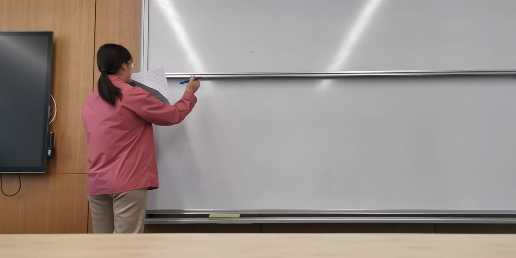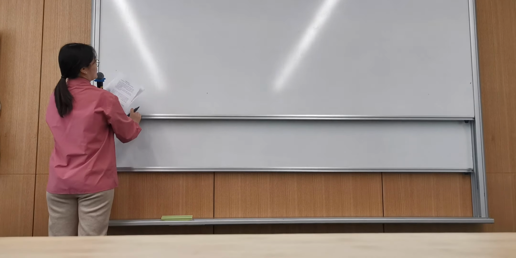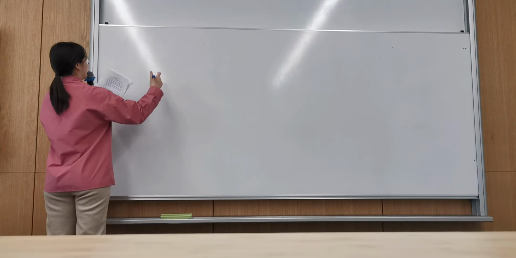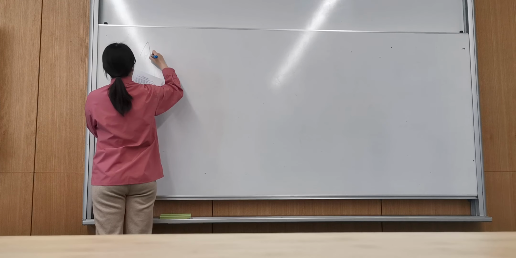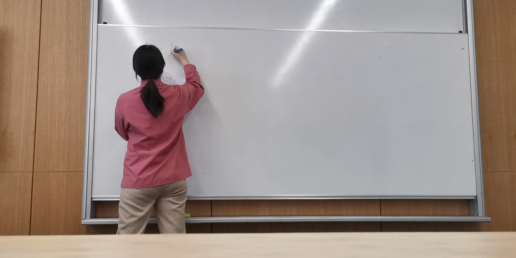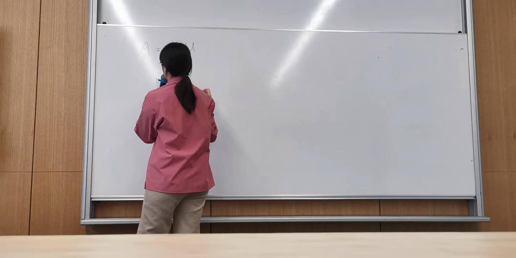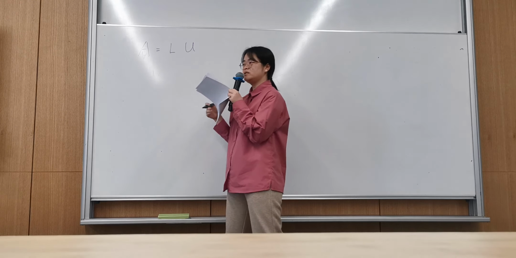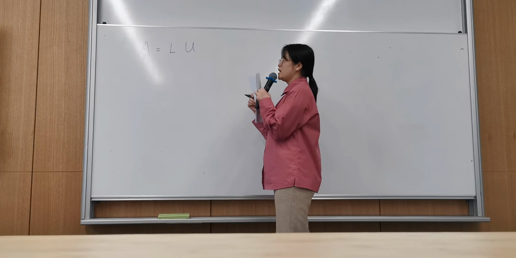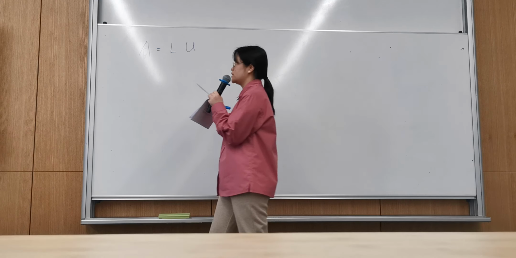So for the first one, we consider a matrix whose every leading principal submatrix of order less than n is non-singular. Following Theorem 2.2 in the book, that tells us the matrix A will have the LU decomposition, where L is the unit lower triangular matrix and U is the upper triangular matrix.